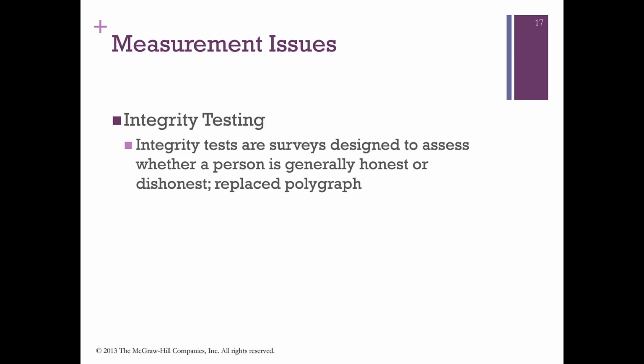The final measurement issue is integrity testing. These tests are designed to see if a person tends to be honest or dishonest. Polygraphs were used in the past, but the issue is that they don't actually measure honesty. They test nervous reactions. You can naturally be nervous about a test if it affects your hiring decision, so you may be completely honest and still fail the test because you are nervous.